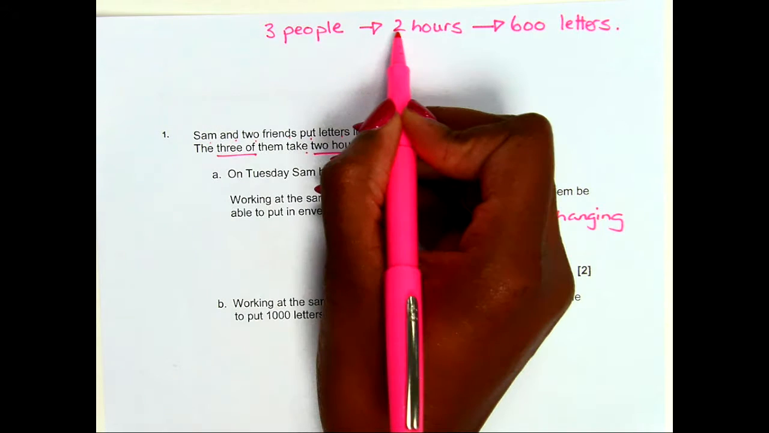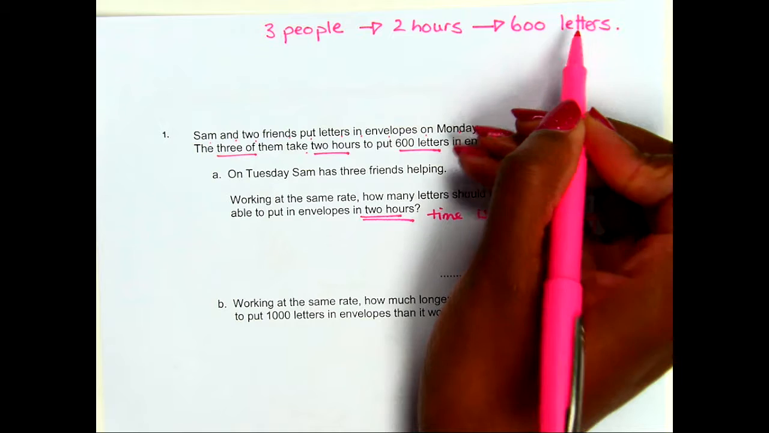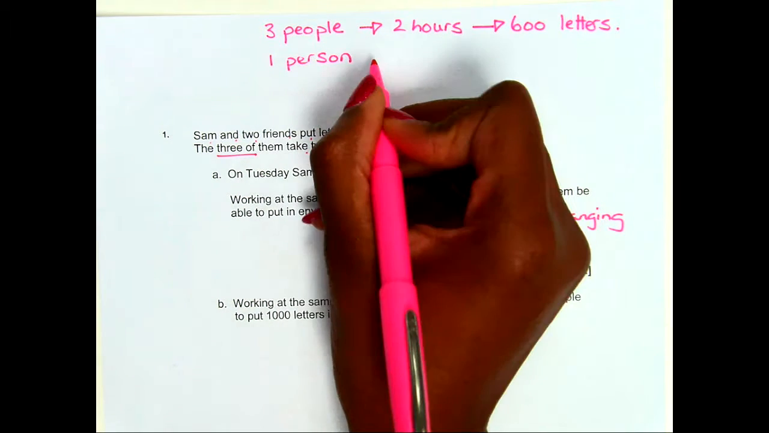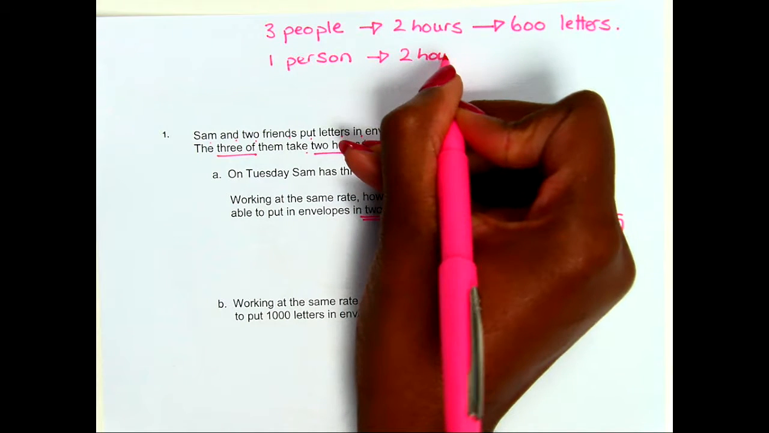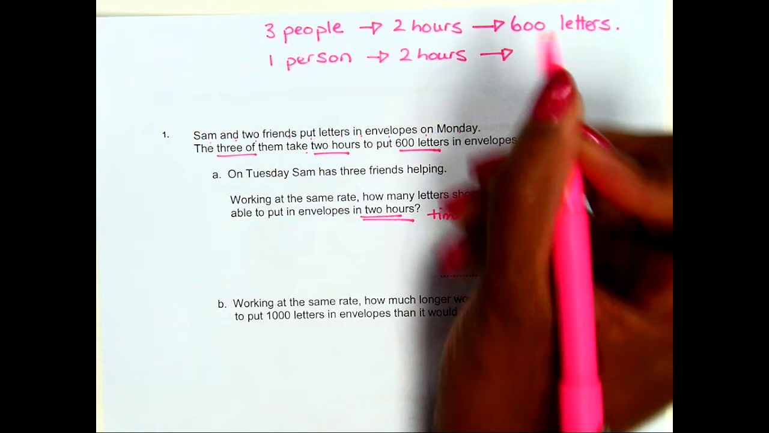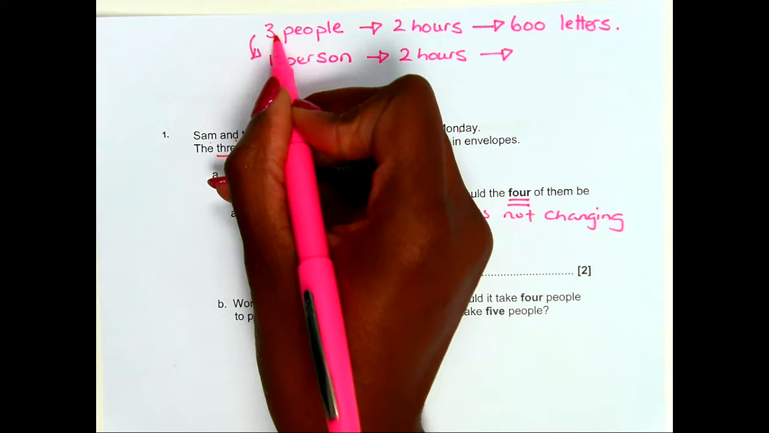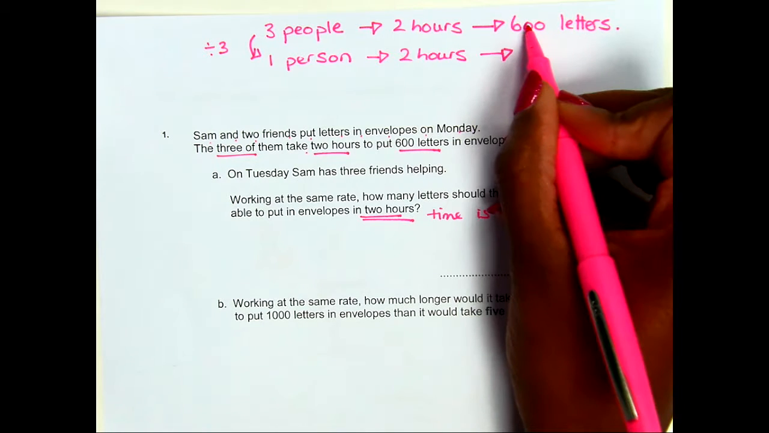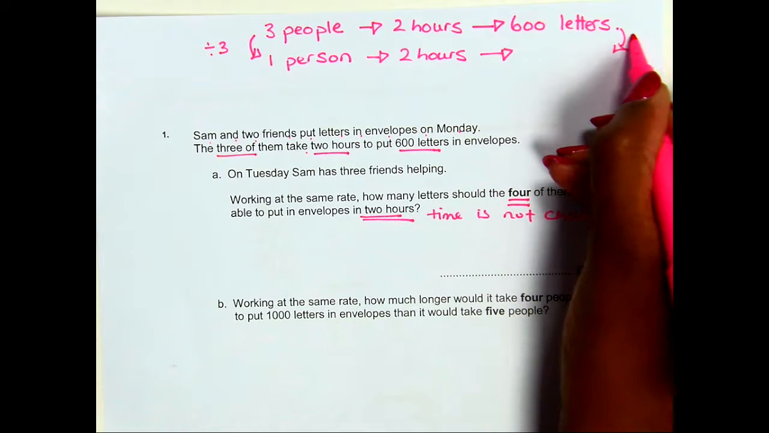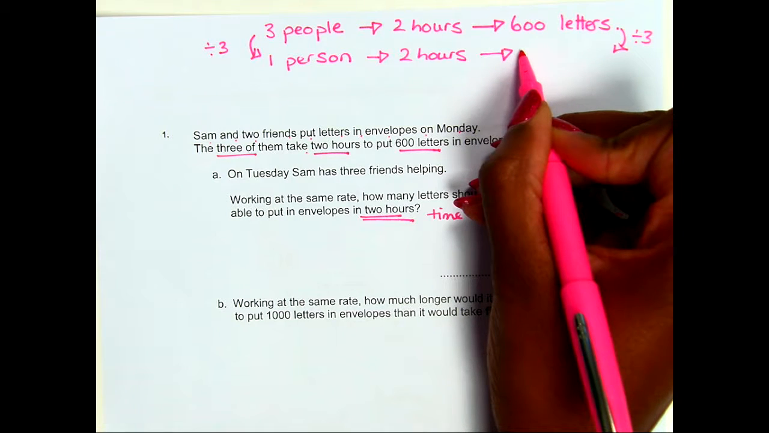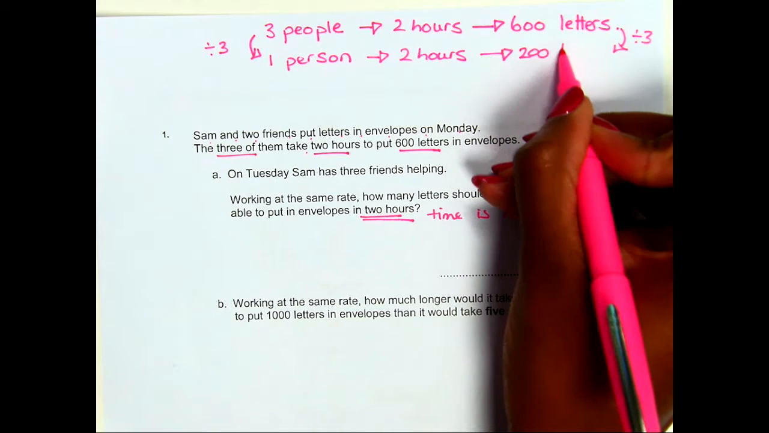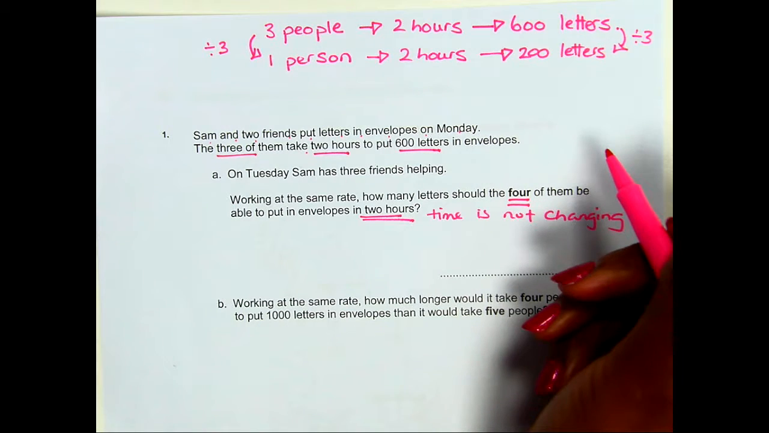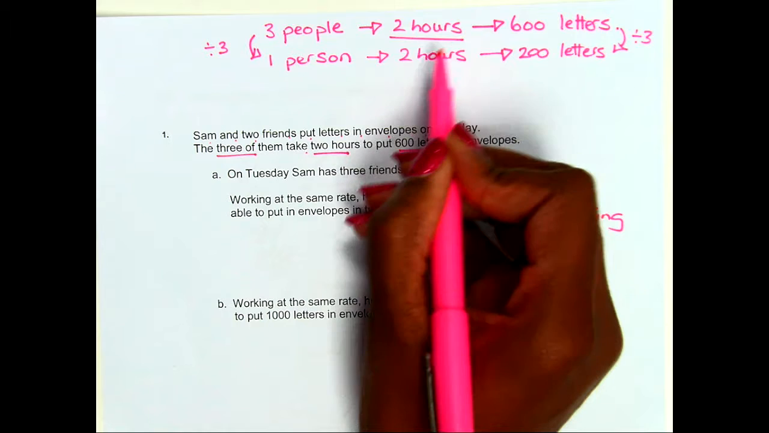If I have 3 people for 2 hours doing 600 letters, I know that 1 person, over 2 hours, we went from 3 people to 1 person by dividing by 3. So I'm going to go from 600 letters by dividing. I'm going to get 200. You always keep one variable the same.